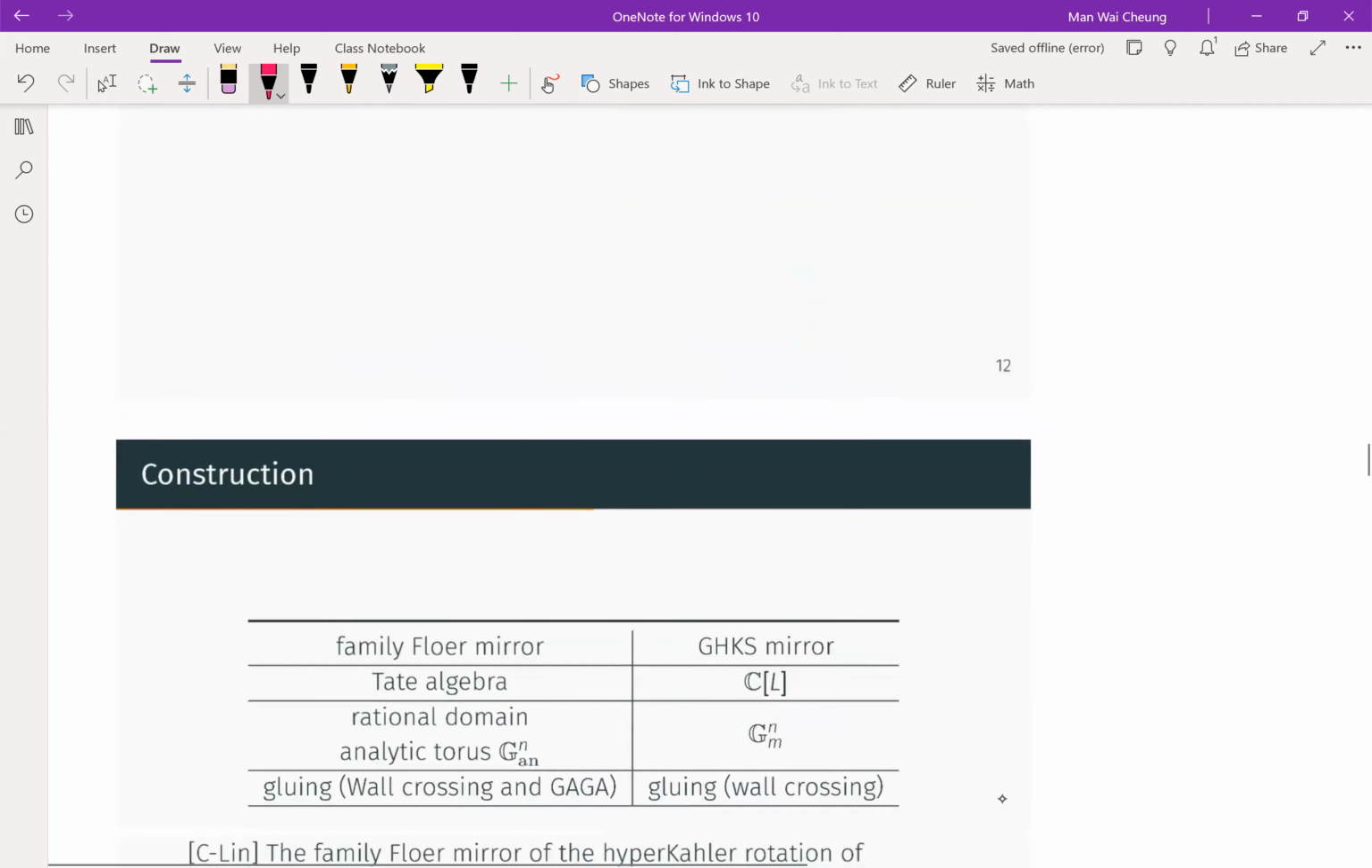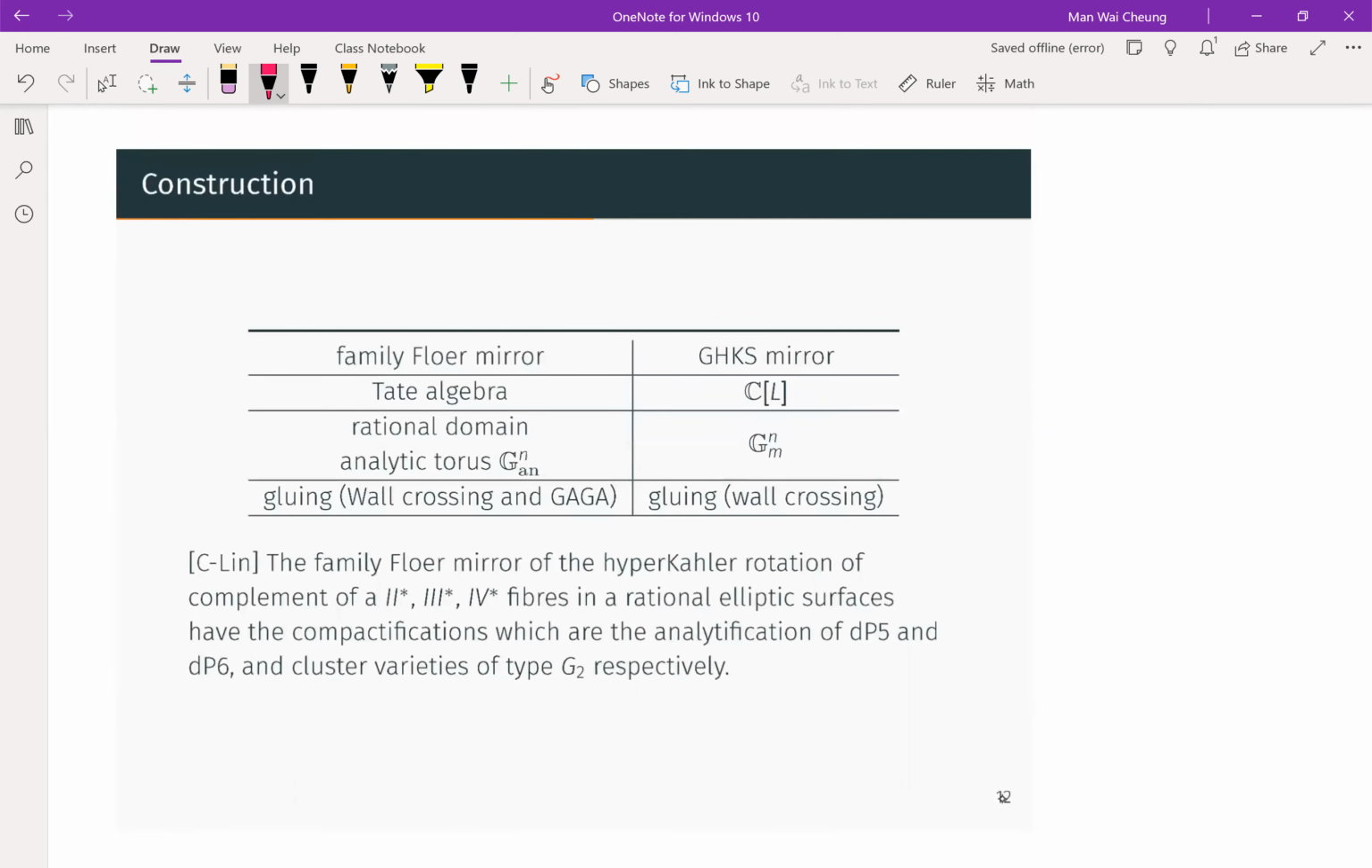So this is what I have, a fusioning, which is we explicitly construct the family Floer mirror for this rational elliptic surface of type 2, 3, and 4. And they are exactly the cluster varieties of type A2, B2, and G2. Those are the 3 finite cases of rank 2. So we explicitly construct this mirror out of this setting.